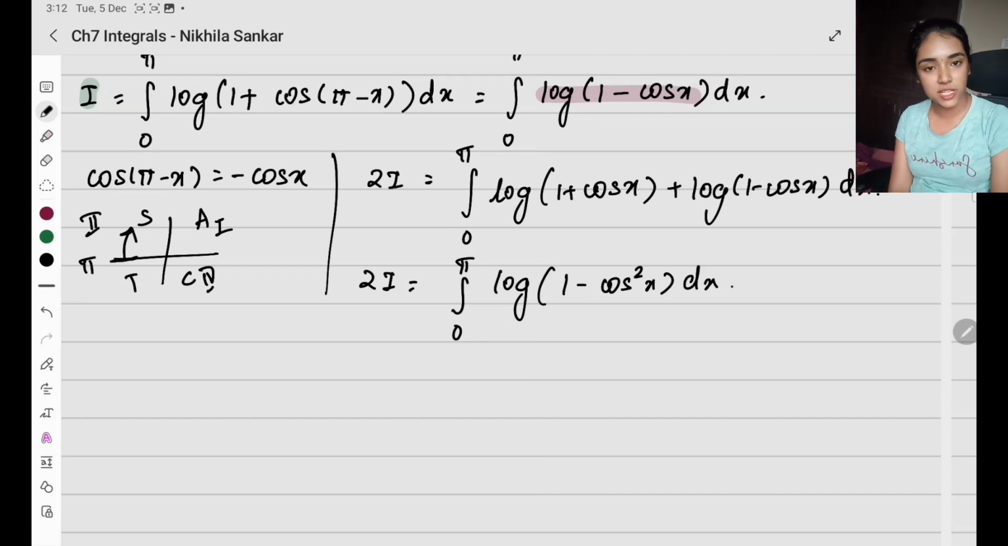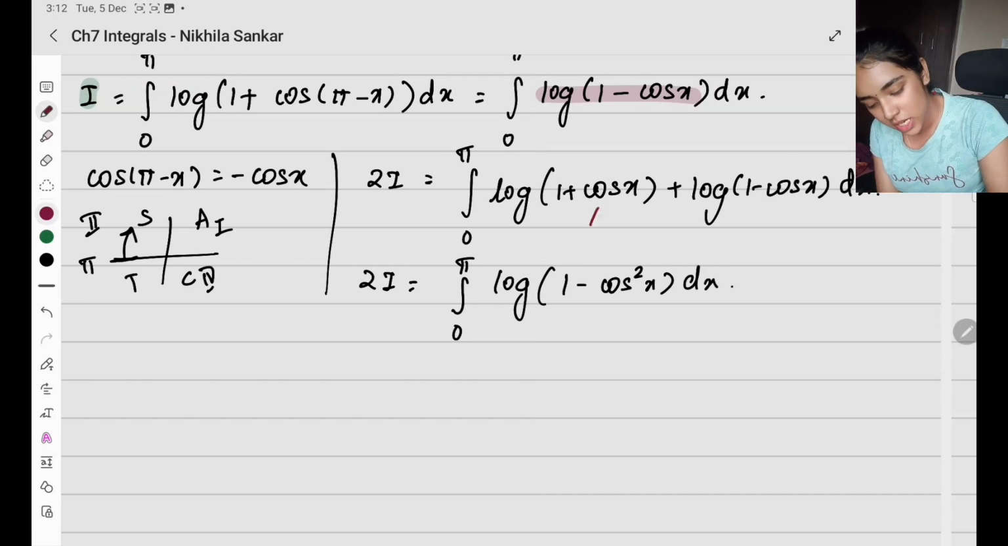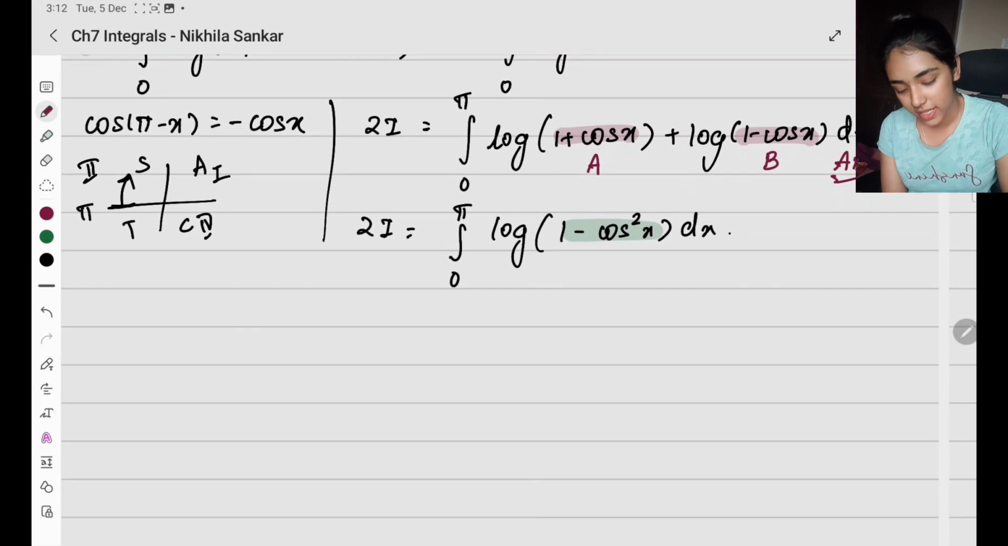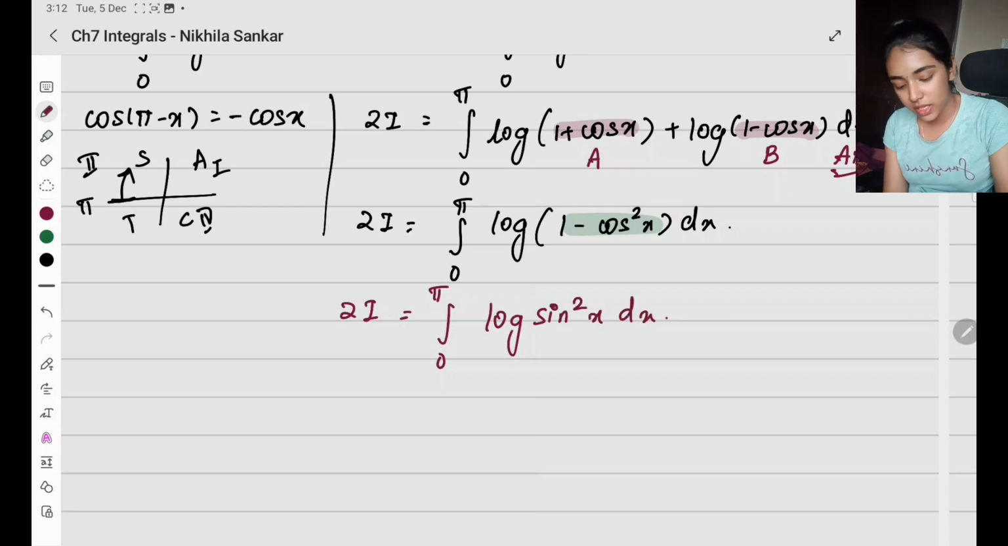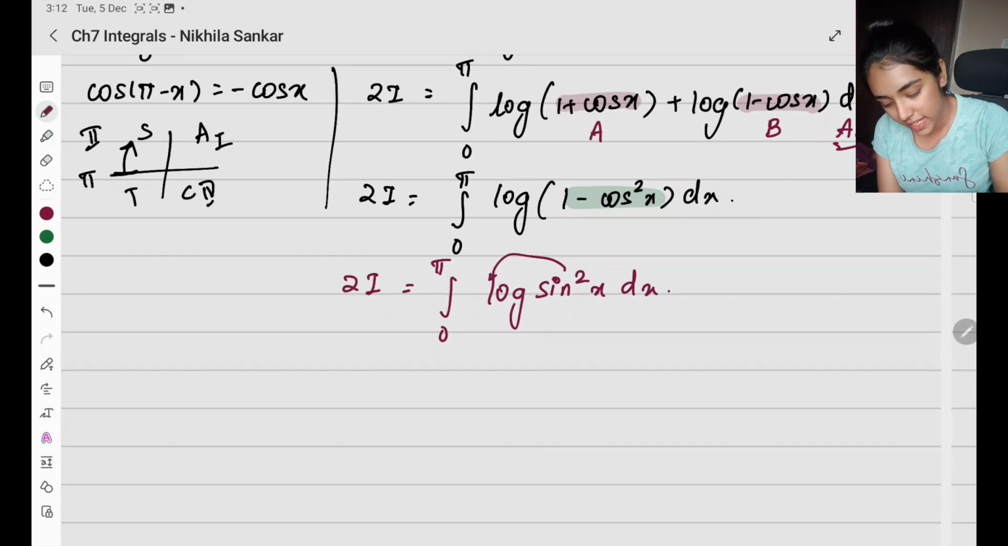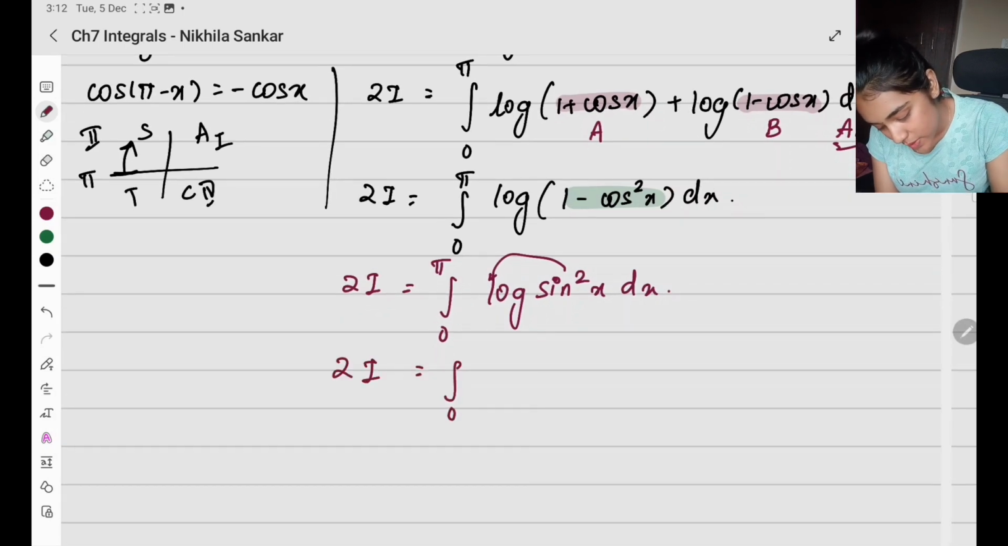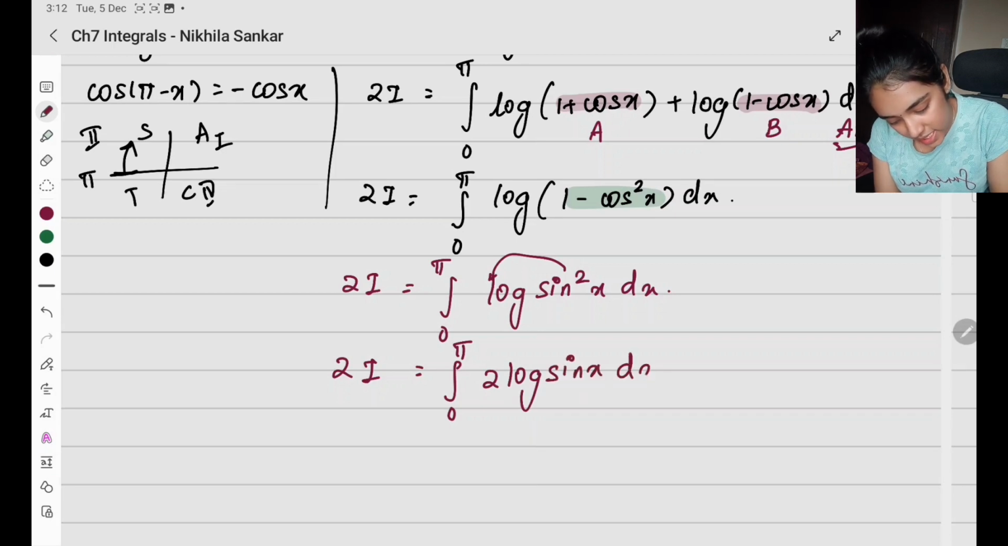There is the (a plus b) into (a minus b) formula. So basically log a plus log b will become log of ab. But ab is 1 plus cos x times 1 minus cos x. So I am getting 1 minus cos square x, which is going to be sin square x. Correct? So 2I equals integral 0 to pi log of sin square x times dx. I can bring the 2 down, it becomes 2 log sin x. So I have 2I equals integral 0 to pi 2 log sin x times dx.